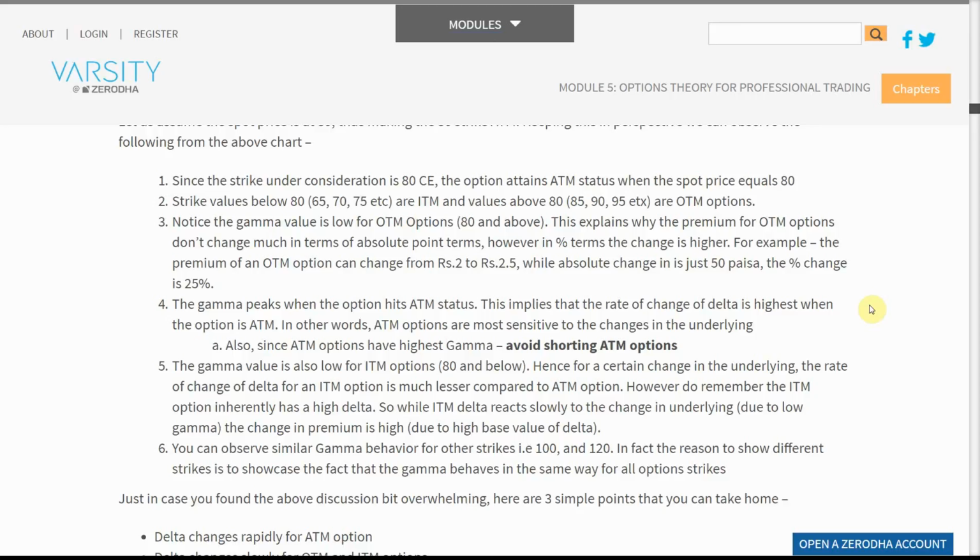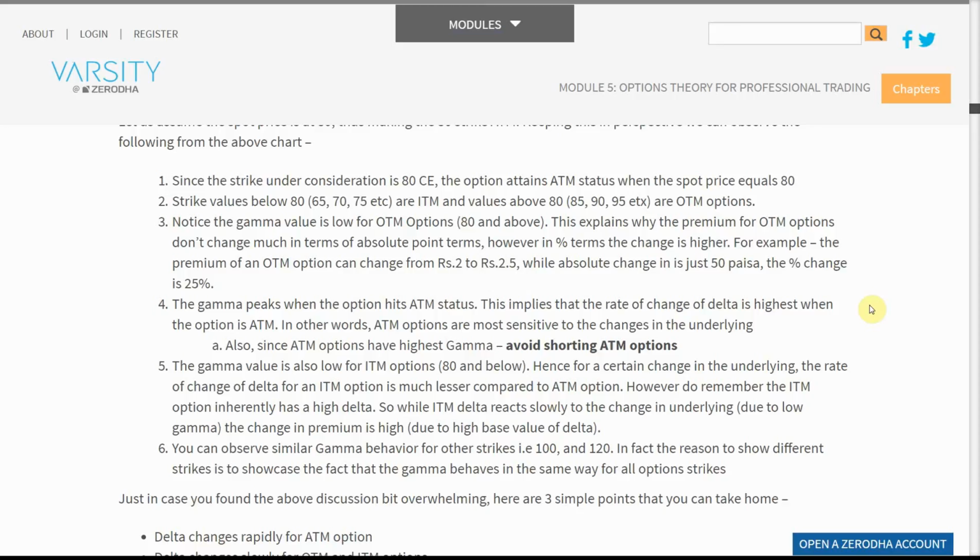The gamma peaks when the option hits ATM status. This implies that the rate of change of delta is highest when the option is ATM. In other words, ATM options are most sensitive to the changes in the underlying. Also, since ATM options have highest gamma, avoid shorting ATM options. The gamma value is also low for ITM options, 80 and below.